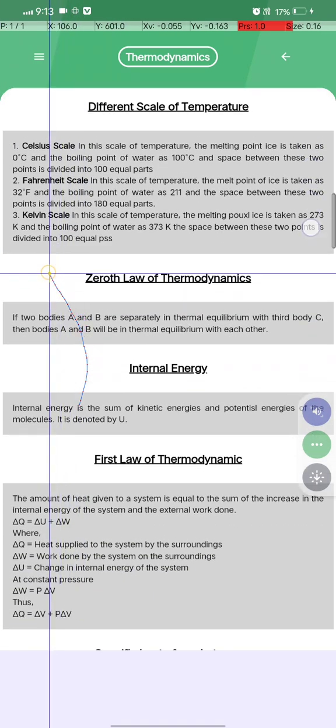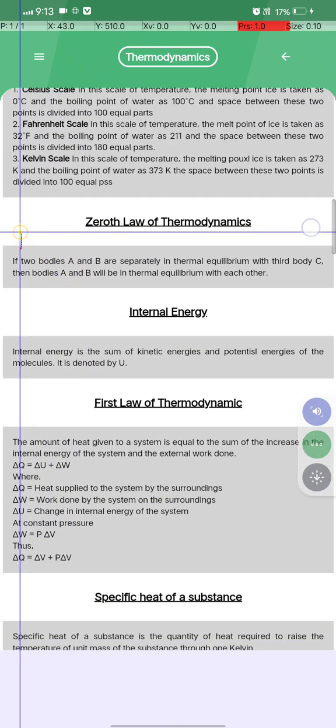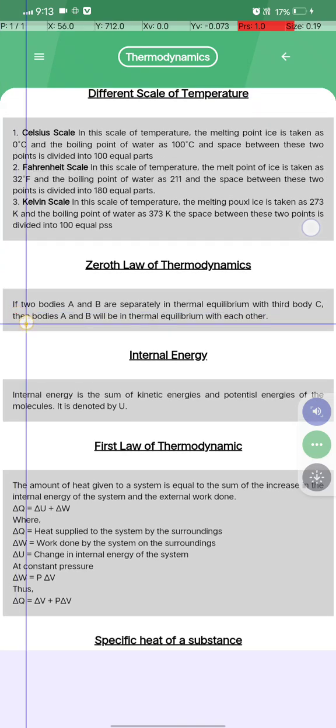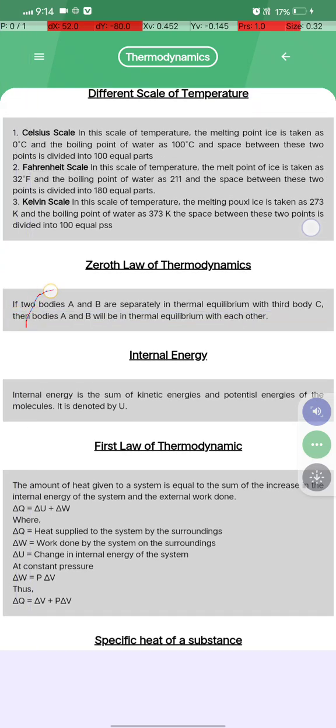Okay, अब देखो इसका जीरोथ लॉ ऑफ थर्मोडायनेमिक्स क्या होता है? If a body A and B separately in a thermal equilibrium with a third body C, then A and B will be in thermal equilibrium with each other.